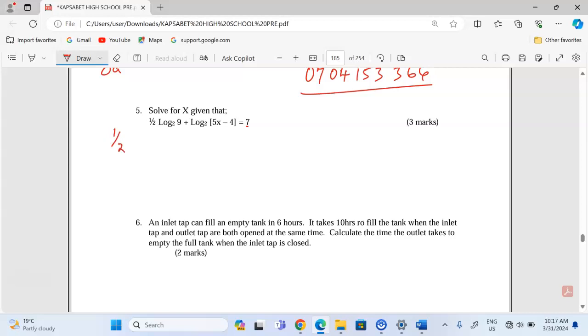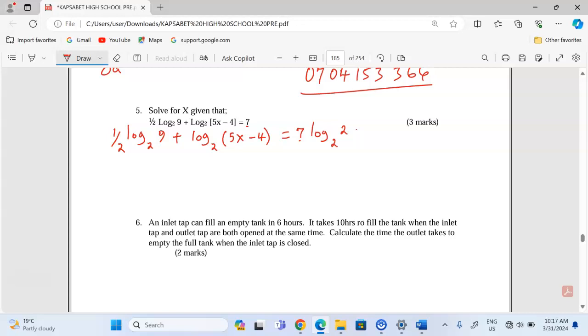This means we shall have the logarithm of 9 to base 2 plus the logarithm to base 2 again, 5x minus 4. This is equivalent to 7, the logarithm to base 2 of 2. Now the value of all this is 1. So 7 is not affected because log 2 to base 2 is just 1.